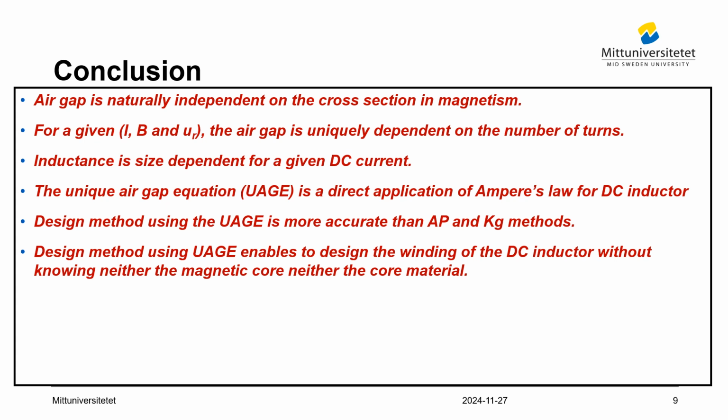The unique air gap equation that we have presented today is a direct application of Ampere's law. The design method using the unique air gap equation is more accurate than the area product and the core geometry coefficient methods. The design method using the unique air gap equation enables you to design the winding of the DC inductor without knowing either the magnetic core or the core material, and this is the advantage of this method compared to the area product and the core geometry coefficient.